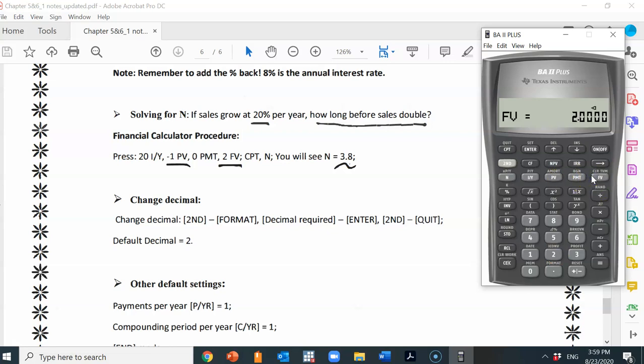Okay, you can also make present value negative 100. Then your future value should be 200. Future value and present value in this question should have opposite signs. Also, the future value amount should be double the present value amount. Okay, and then we compute for N. We see 3.8 years.